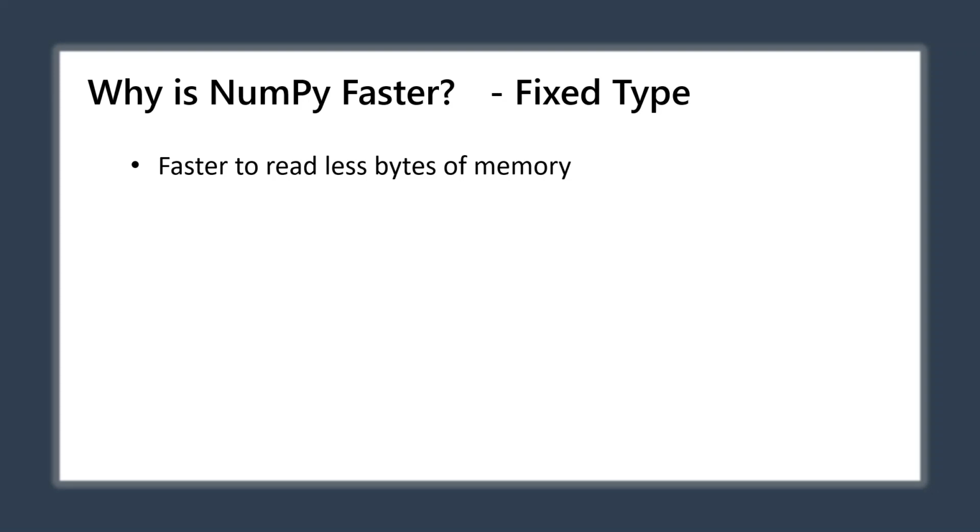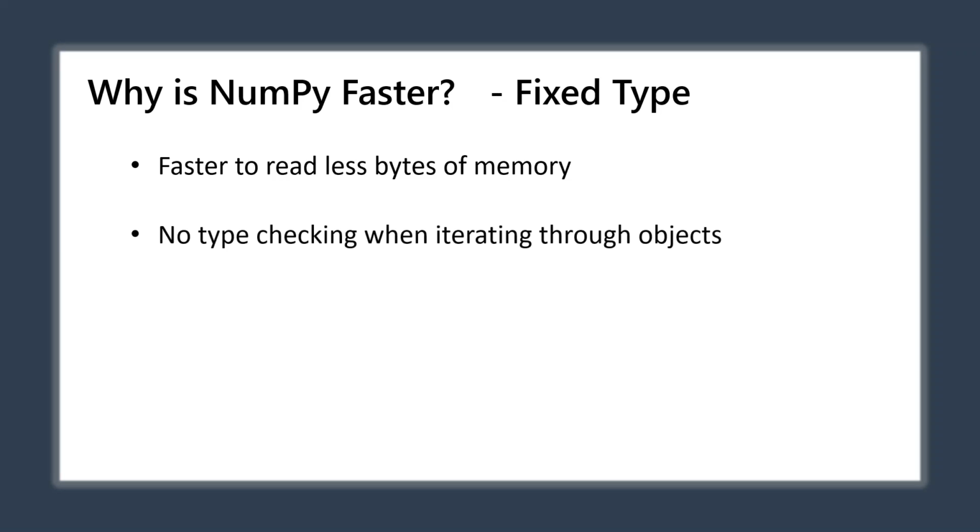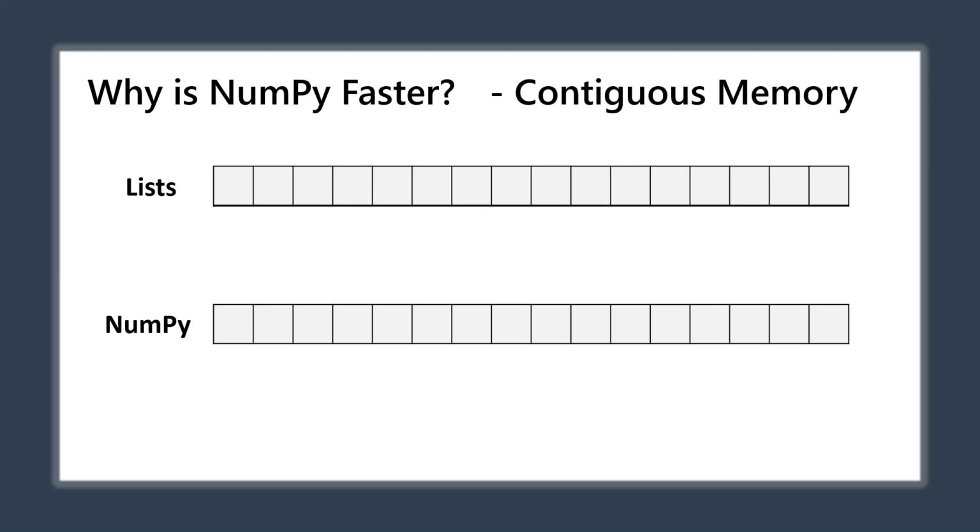Another reason that I didn't specifically say is that when we're iterating through each item in a NumPy array, we don't have to do type checking each time. In Python built-in lists, you could have a list of an integer, then a float, then a string, then a Boolean, and you'd have to check what type each element is. But with NumPy, we don't have to do that. So another reason it's faster is that there's no type checking when iterating through objects. Moving on, another reason that NumPy is faster than lists is because NumPy utilizes contiguous memory.